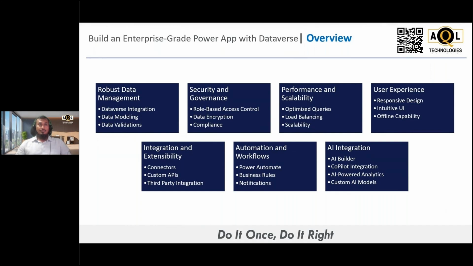Then moving further, we have integration and extensibility, which is another key area for building enterprise-grade Power Apps. With connectors, custom APIs, and third-party integration, we can extend the platform to various different systems. With connectors, we can connect to different services. It can be SQL, Salesforce, or any other service. With custom APIs, we can develop an API and call it in your Power Apps or Power Automate. It's all possible when working with Power Apps.